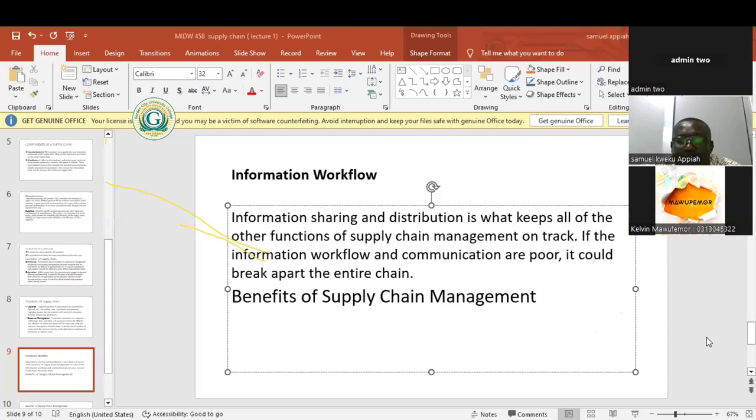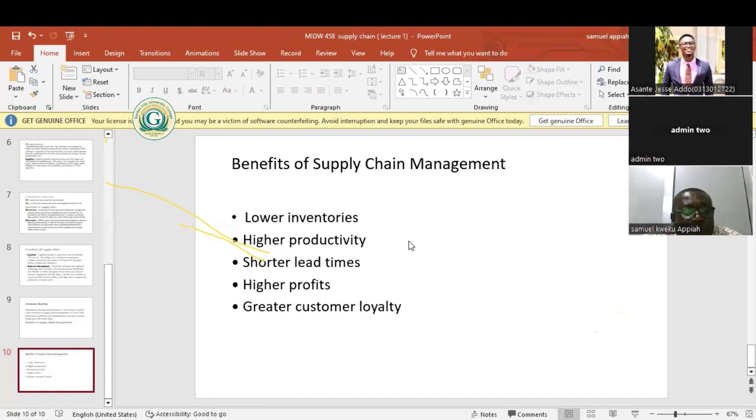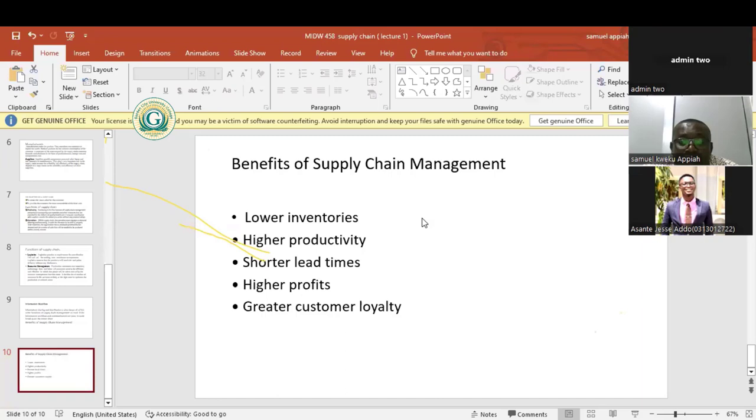Then let us look at our last slide. Yes, sir. So I want to add this. Meaning if there's no information flow, there is no product flow, right? Yes. Okay. You, the supply chain officer, what are you going to buy? You need a recommendation from whoever is in charge, whether the medical director or the matron. It is based on their request that you go and buy. When you go out to buy drugs, what drugs are you going to buy? You can't buy anything if you've not been told to buy. That's just saying that information flow is very, very important.